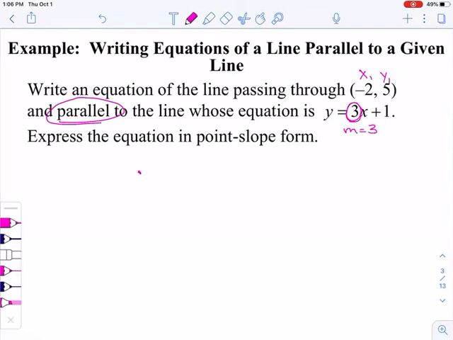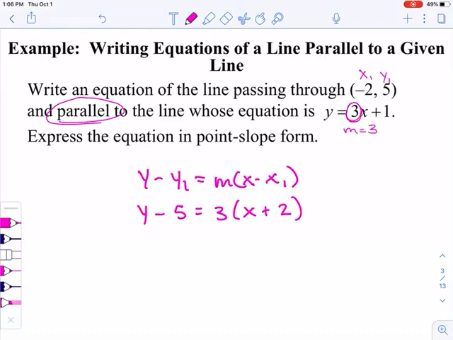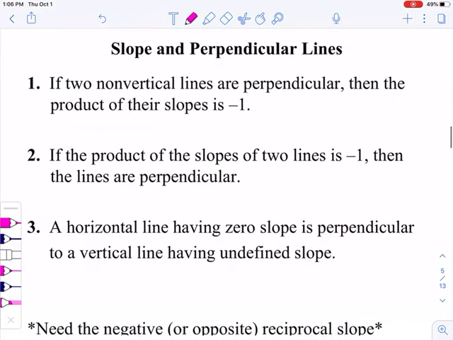That means we have y minus y1 is equal to m times x minus x1. And we have y minus a y1 value of 5 is equal to a slope of 3 times x minus an x1 value of -2. So if we minus a negative, we're going to add 2. They just said point slope form, so we're done. If they wanted slope intercept, distribute, solve for y equals.